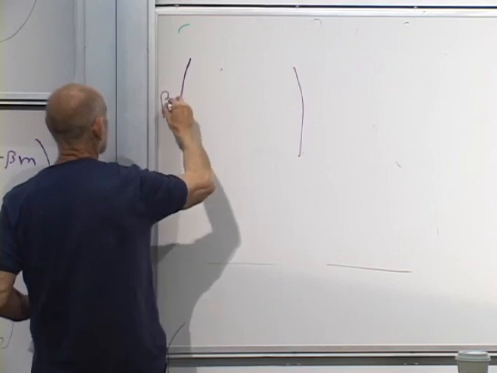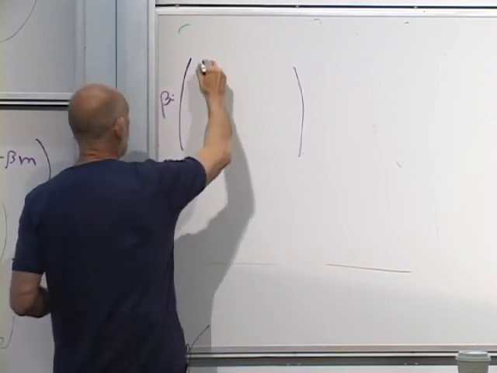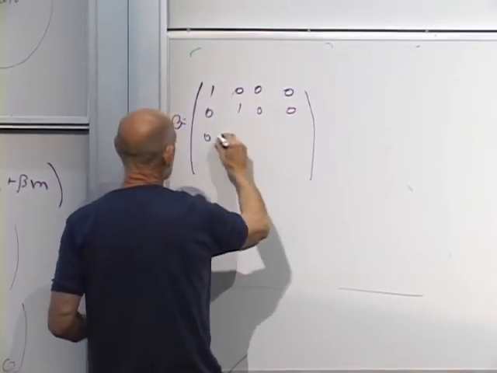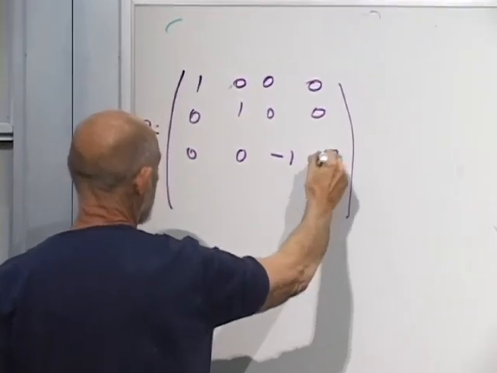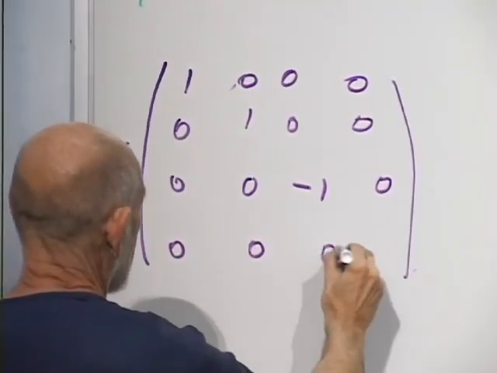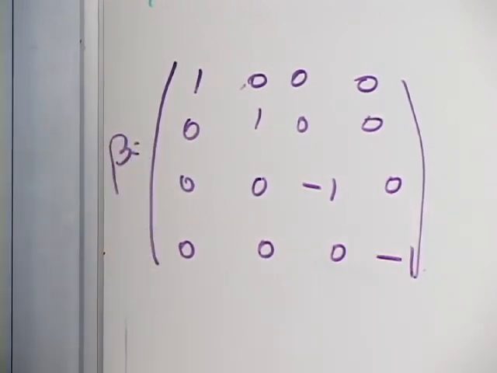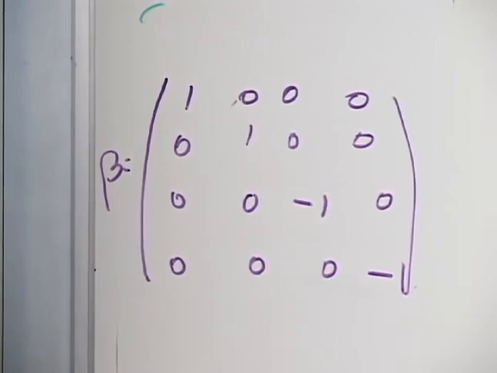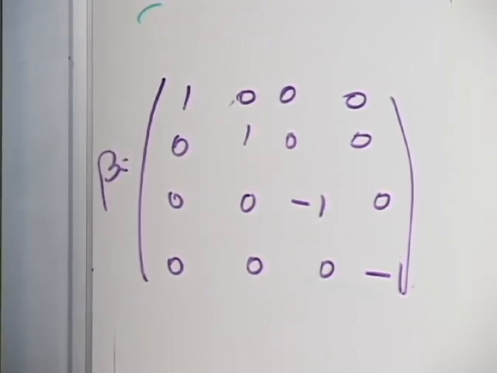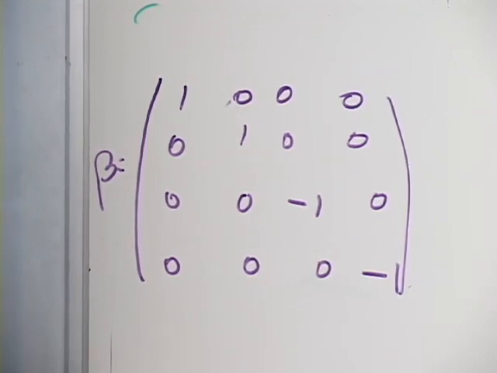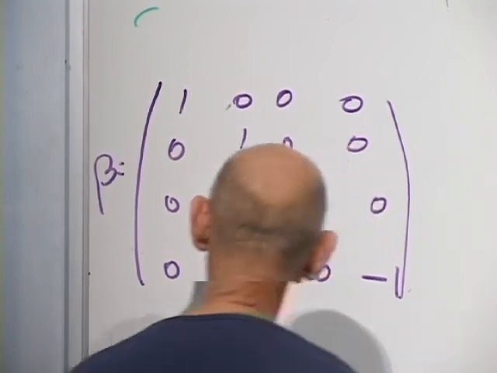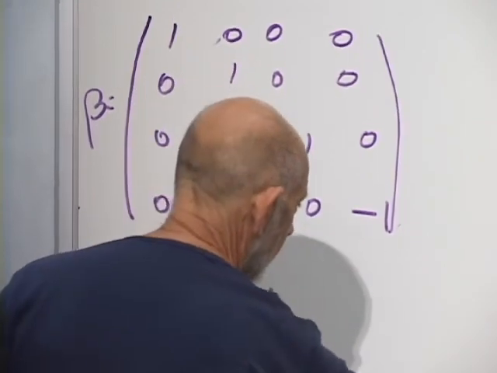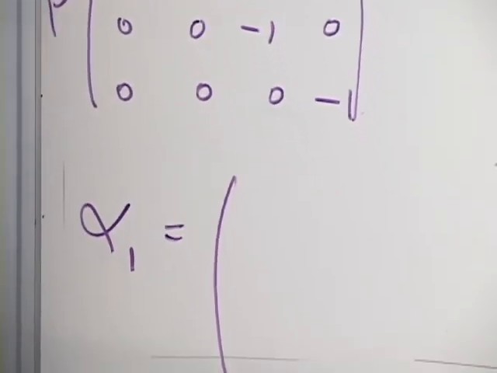Beta is equal to 1, 0, 0, 0, 0, 1, 0, 0, 0, 0, minus 1, 0, 0, 0, 0, minus 1. Okay, that's beta. Now, before I write the others, I want to simplify, well, maybe, I think I'll write them without simplifying the notation. Okay, that's beta. Alpha 1. And of course, it's your job to go home and check these algebraic relations.